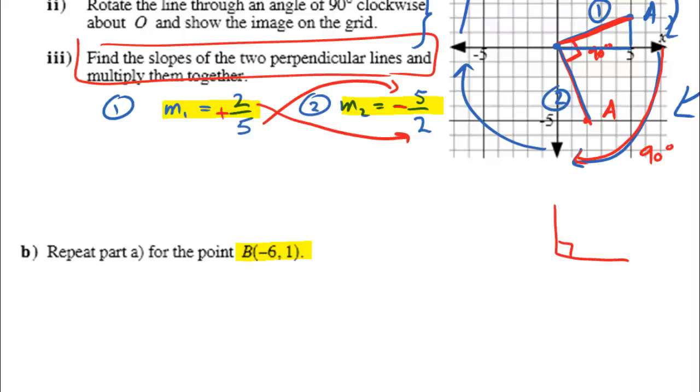For example, let me do a whole bunch here. So if the slope is 3 over 2, if M1 is 3 over 2, M2 is going to be negative 2 over 3. So what's happening here is you take the negative reciprocal. Same thing, if I have negative 4 over 5, the negative reciprocal of that would be 5 over 4.